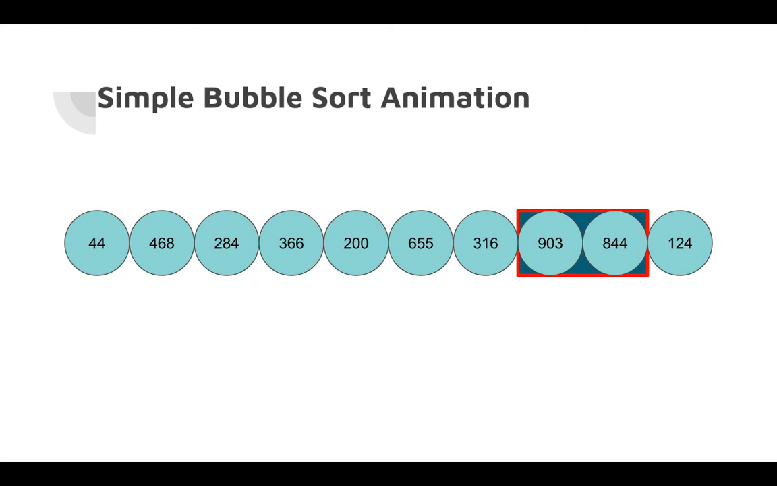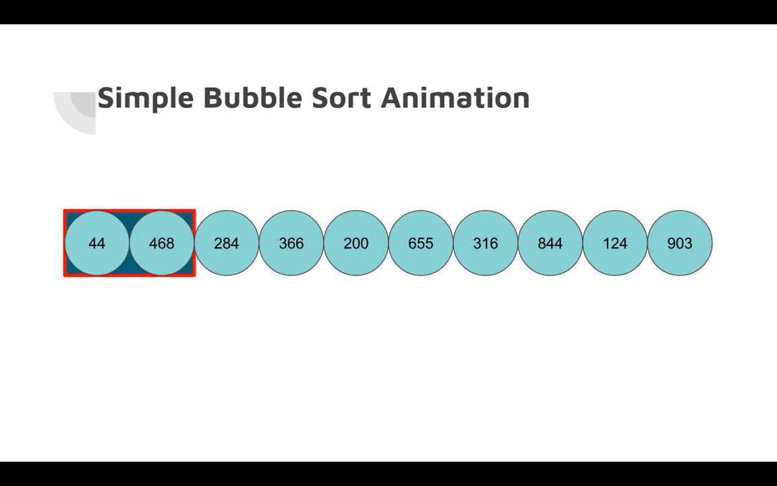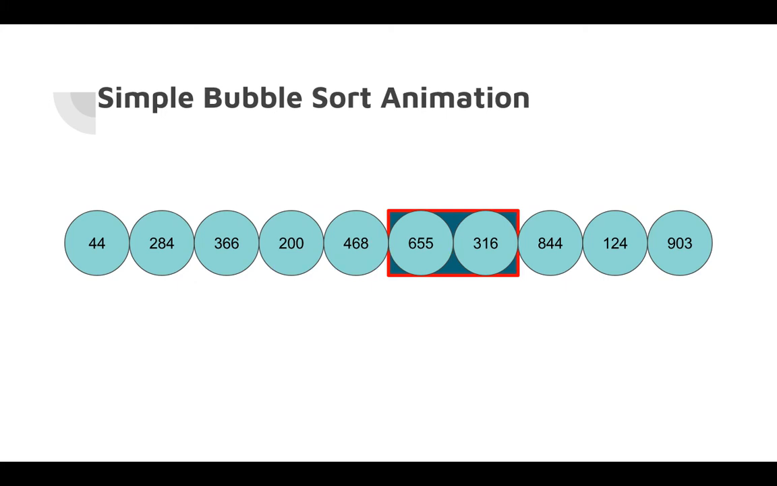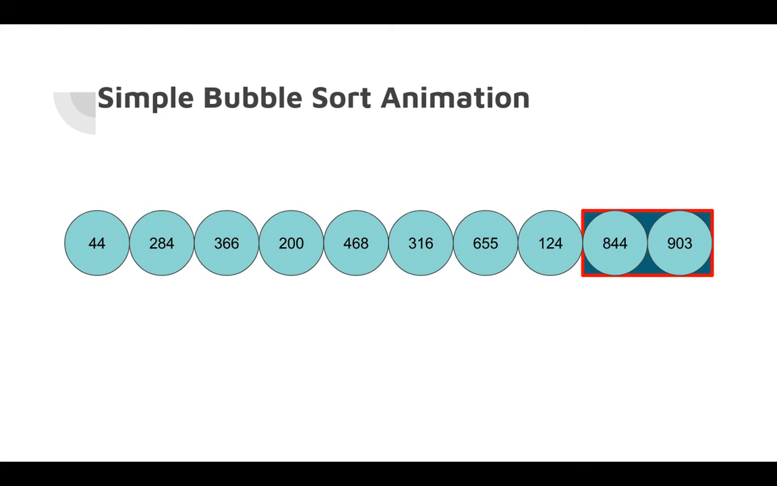the box shows which values are currently being compared. If the value on the left is bigger than the value on the right, then the values will be swapped. If not, it will just move on. And it will keep doing this until it no longer ends up swapping anything.